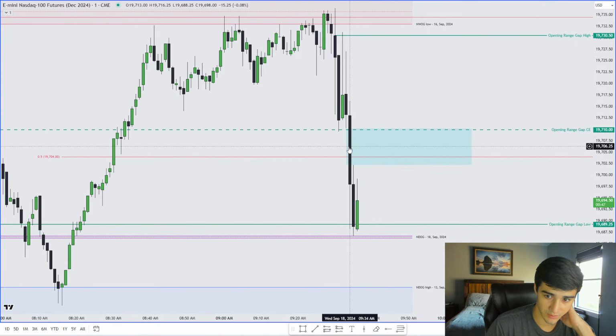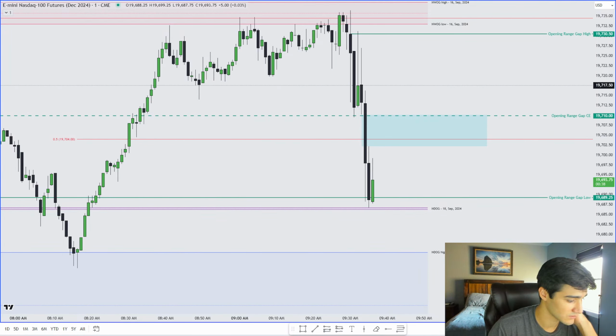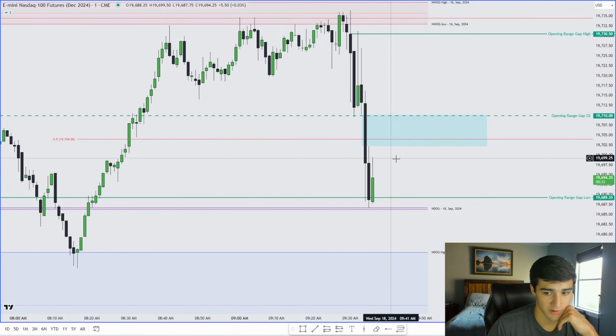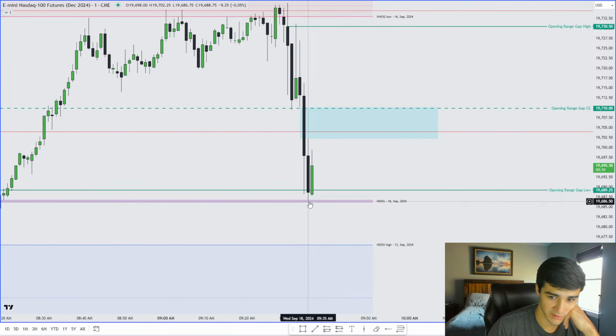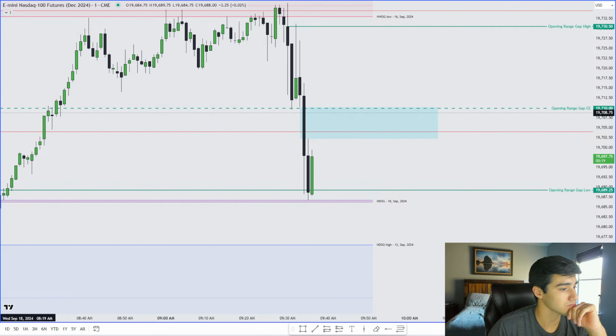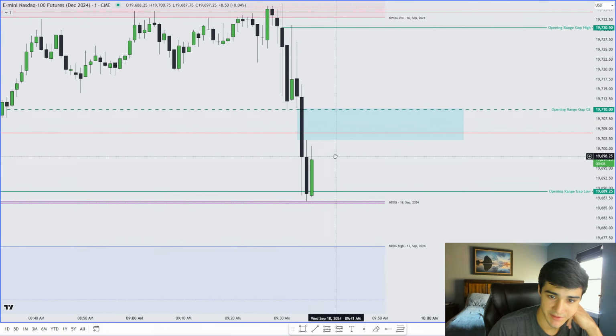So I would not look to take a short off of this imbalance right here, simply because we are just way too far deep down into a discount. That would be considered chasing. The move basically already happened. It's too far gone, I wouldn't look to take it. Look at this reaction here off of the new day opening gap. See how we react to first presentation.